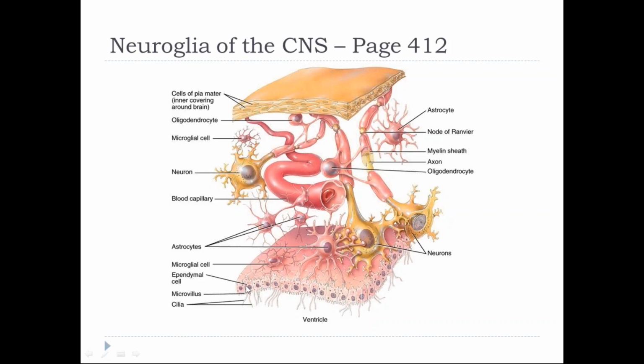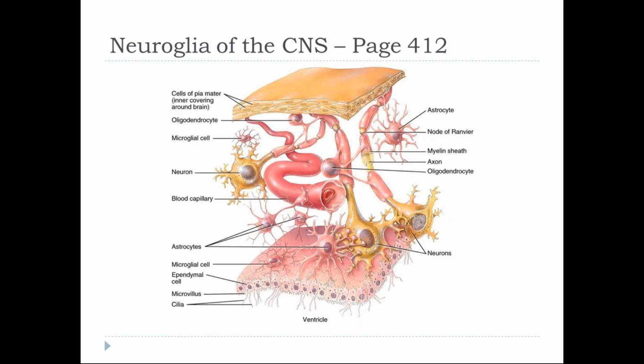And then last but not least is the ependymal cell. It lines the ventricles, or the spaces in your brain. There will be blood vessels coming to it, and the blood will be filtered through the ependymal cell.